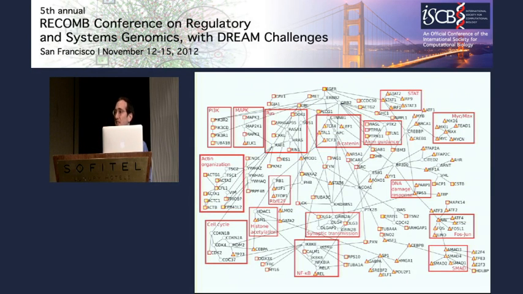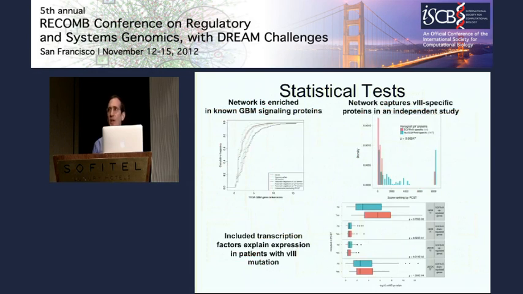We did also a lot of statistical tests on these networks. For example, we asked whether the network is recovering proteins that have been previously associated with glioblastoma. There was another study of phosphoproteomic data in glioblastoma that was published very recently. We were able to show that our network captures a statistically significant fraction of those. And perhaps somewhat shocking to me, actually, the transcription factors that we were able to identify purely from the cell line data actually do a good job of explaining expression changes in the Cancer Genome Atlas between patients who have the V3 mutation and patients who have glioblastoma but don't have the V3 mutation.